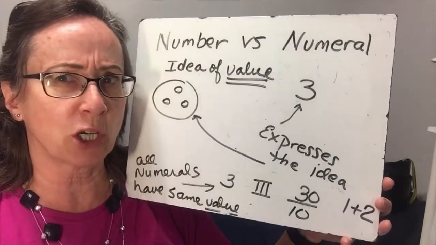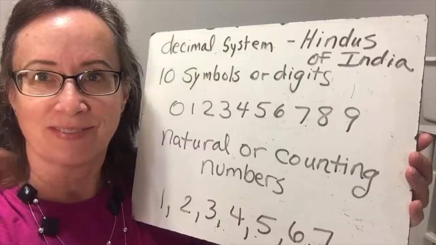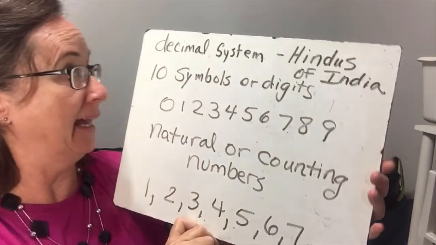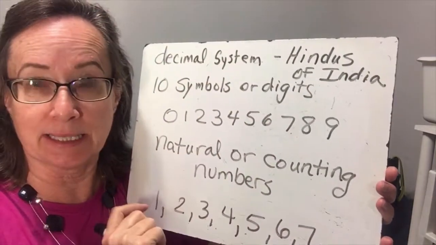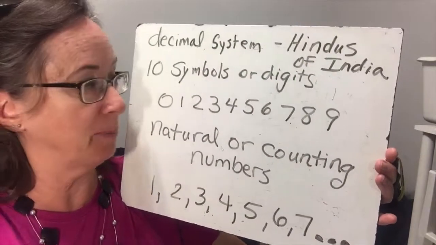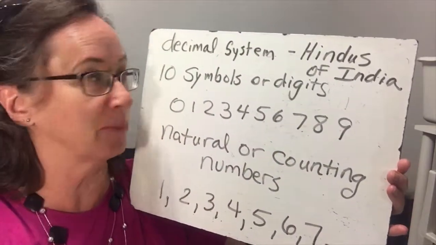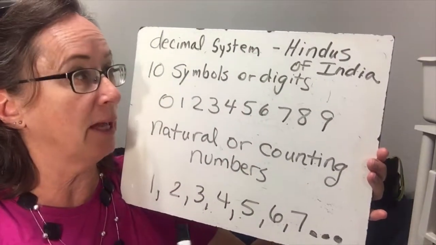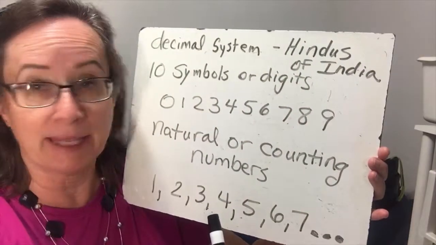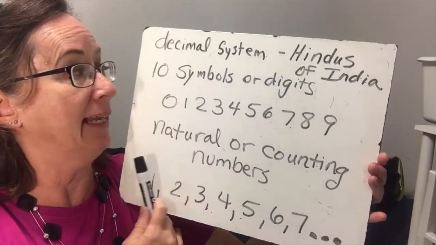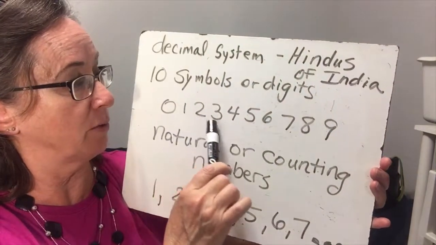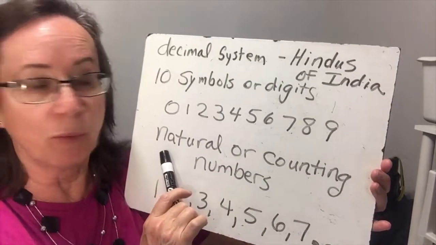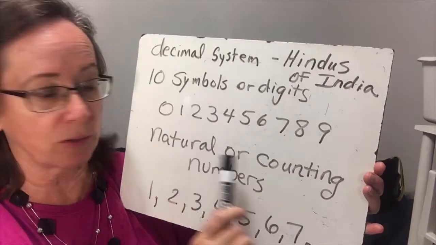So they're just trying to get some terminology squared away here. In 4B, we're talking about the natural numbers. And the decimal system, they're talking about it for a little bit because it contains our natural numbers. So we're just learning a little bit about our number system. So we use the decimal system, which was created by the Hindus in India. And it has 10 symbols, 0, 1, 2, 3, 4, 5, 6, 7, 8, 9. And we refer to these numbers as the natural or counting numbers.